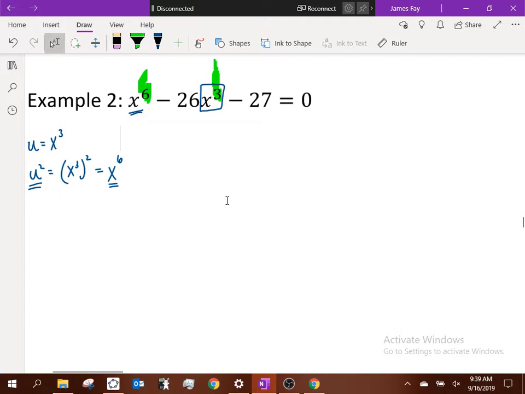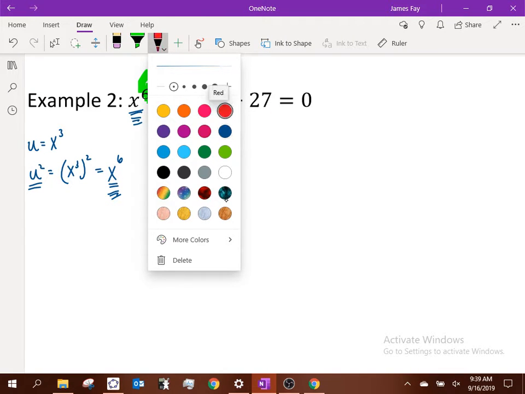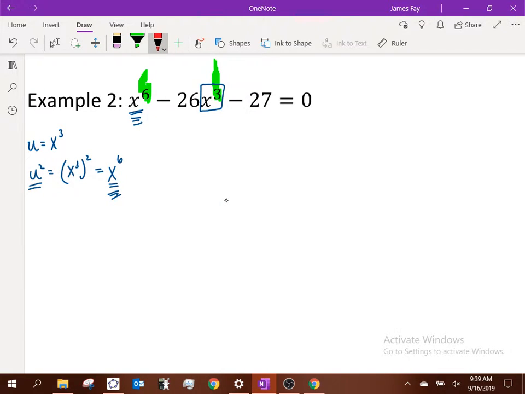There we go. So u squared equals x cubed squared, which is equal to x to the sixth. Because that x to the sixth and that x to the sixth are the same, I know I've chosen the correct u. If they weren't, guys, what I would basically do is try something different. Okay? Chuck?